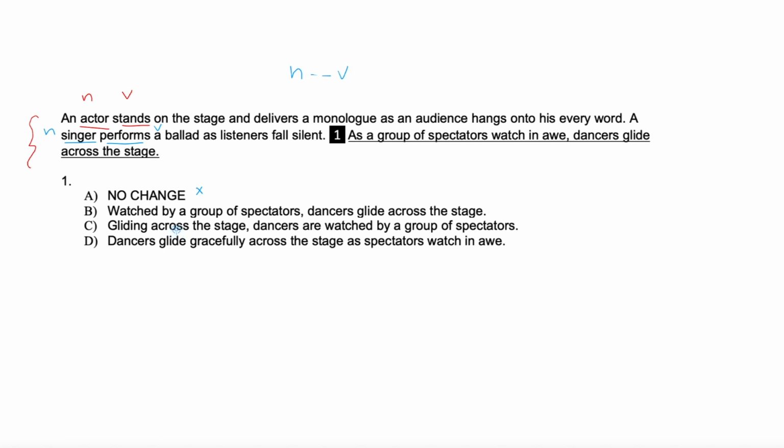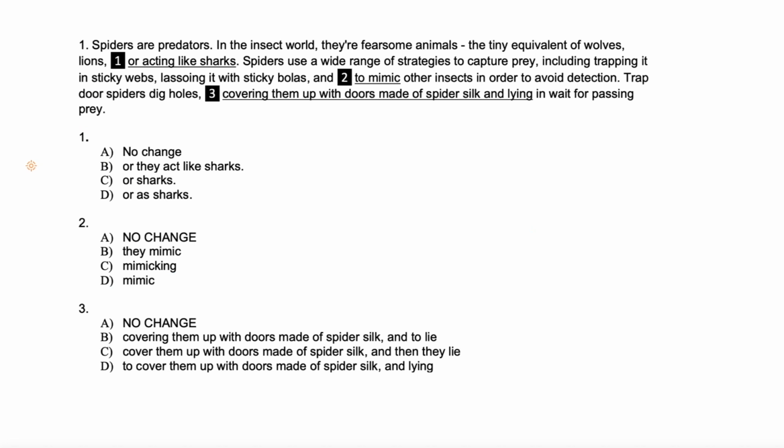Let's have a look at option choice B. Watched by a group of spectators, dancers glide across the stage. This is our noun and this is our verb. And the sentence is not starting with these. That means option choice B is also wrong. Let's have a look at option choice C. Gliding across the stage, dancers are watched by a group of spectators. Again, the sentence is starting with a gerund and that is wrong. So we are left with option choice D. Dancers glide gracefully across the stage as spectators watch in awe. We have our noun and we have our verb. This is parallel structure. Next question.